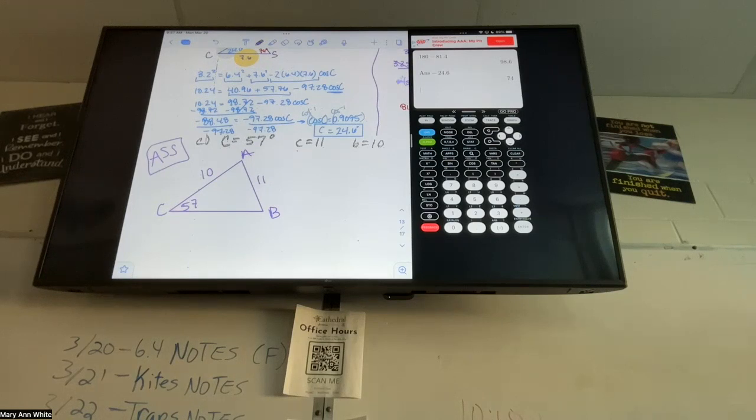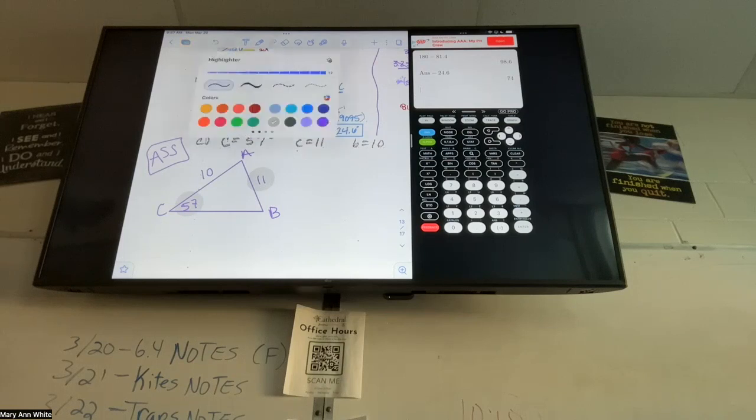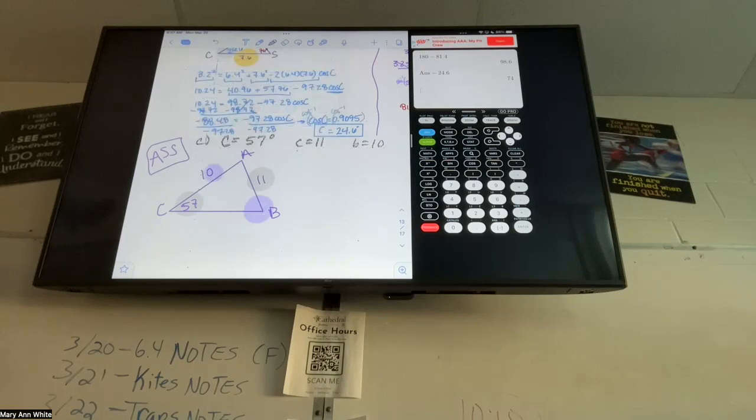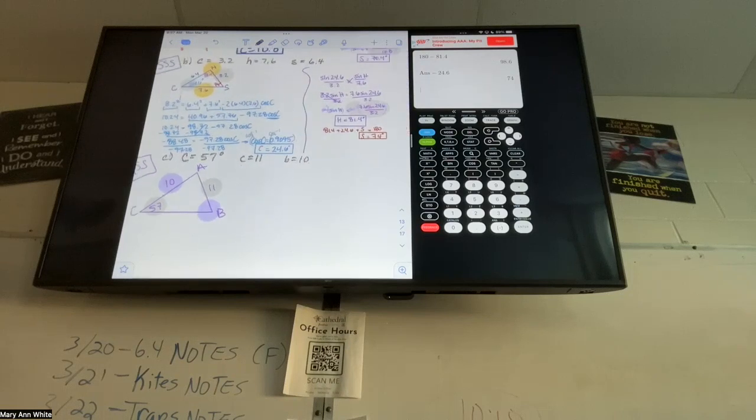The only thing is, since we are doing law of sines, we are going to need to check in a second. So why don't you go ahead? We're going to set up our law of sines. I'm going to do sine of 57 over 11 equals sine of B over 10. And then once I get an answer, I'm going to have to stop and check.